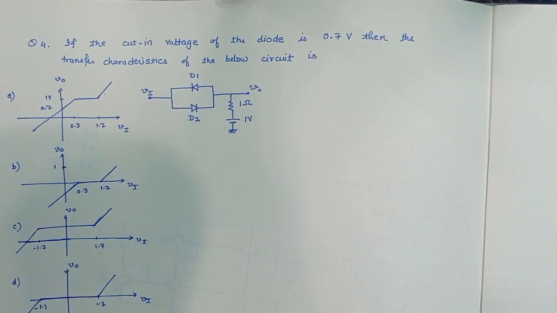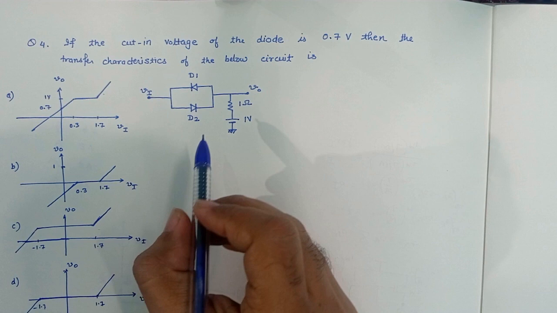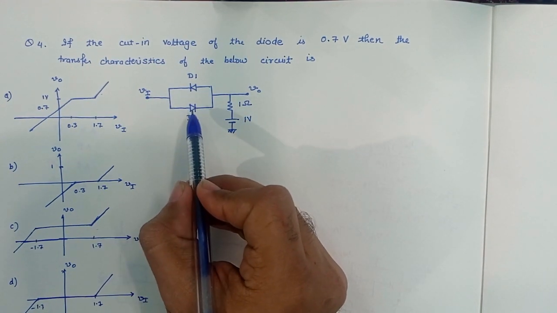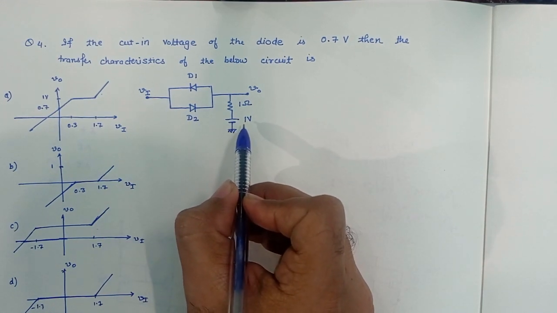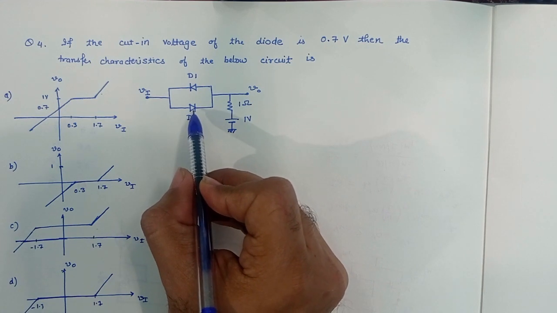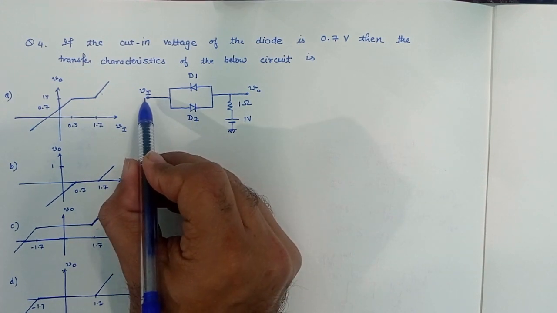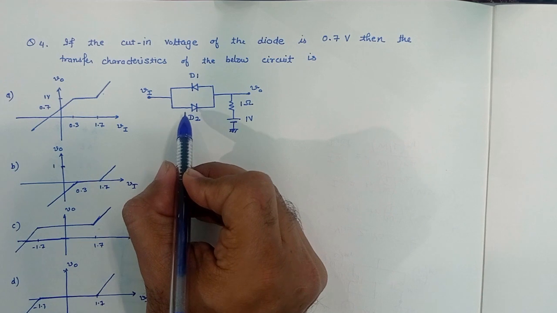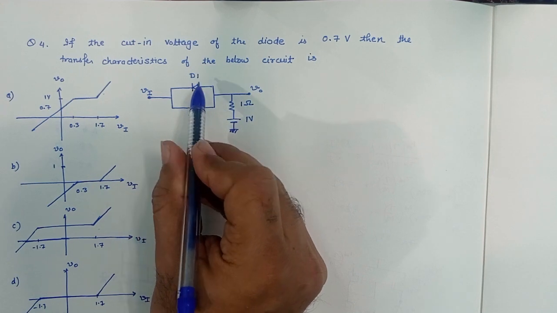Now consider question number 4. If the cut-in voltage of the diode is 0.7 volt, then what is the transfer characteristic of the below circuit? In this circuit, the diodes D1 and D2 are connected in parallel, but in opposite directions. The 1 volt source is also connected to the p-type semiconductor, or the anode, of D1 and the cathode, or n-type semiconductor, of diode D2. So if we apply the voltage Vi greater than this voltage, then diode D2 will be forward biased and this will be reverse biased.